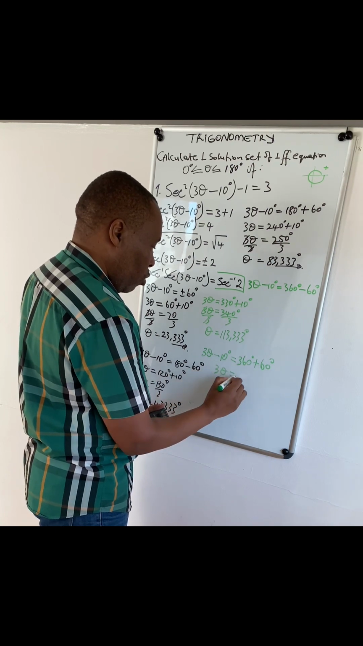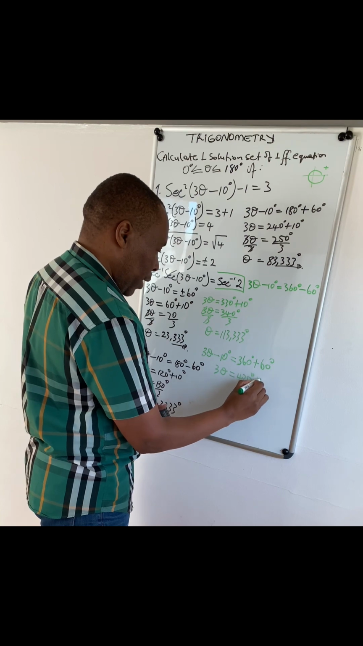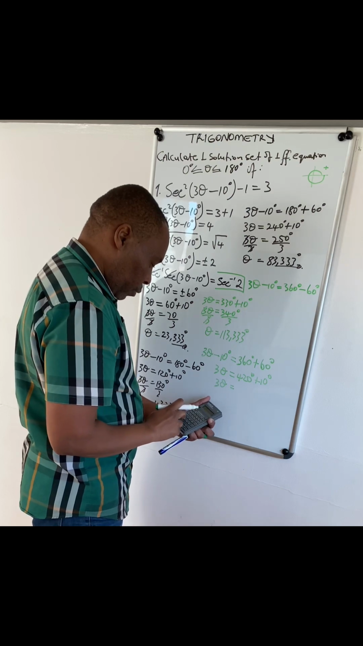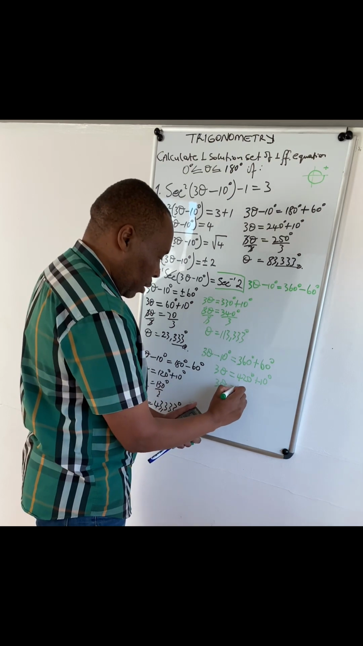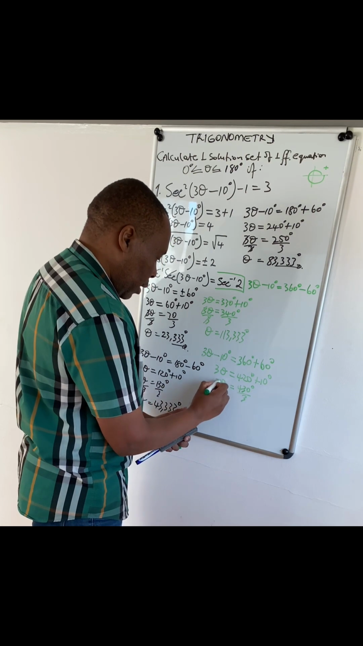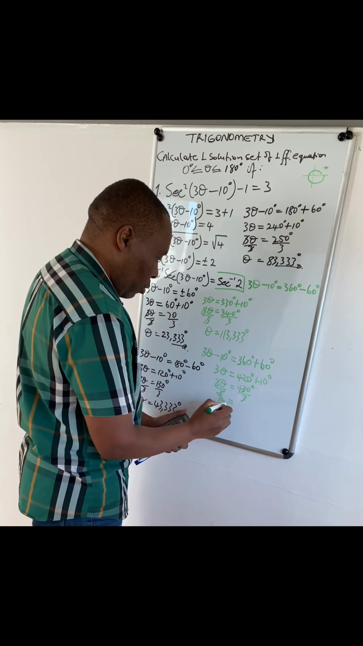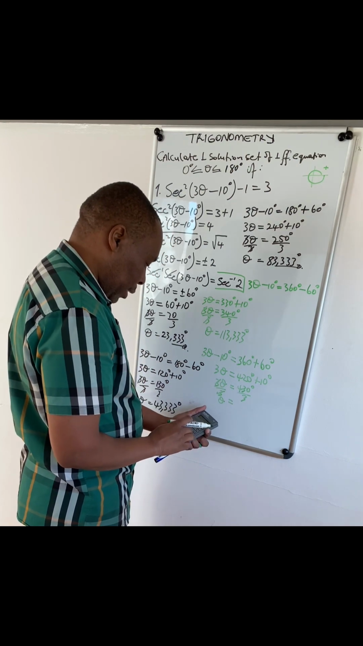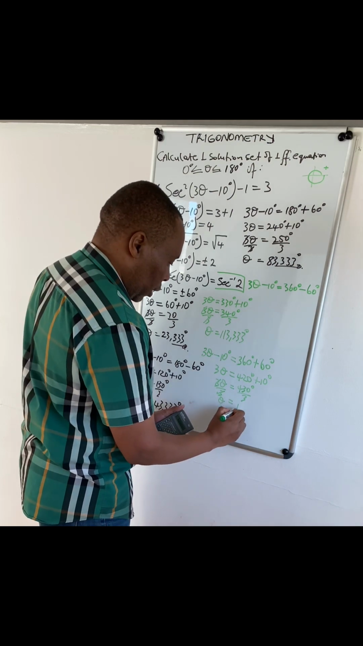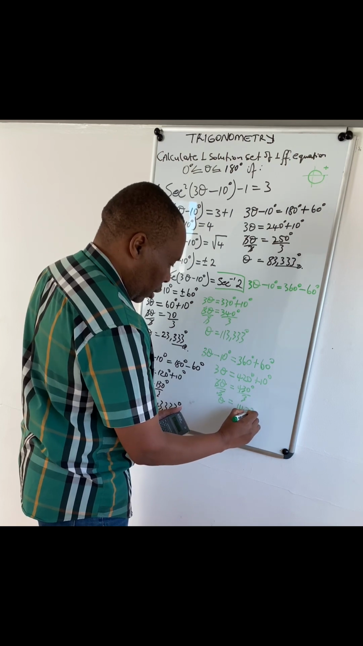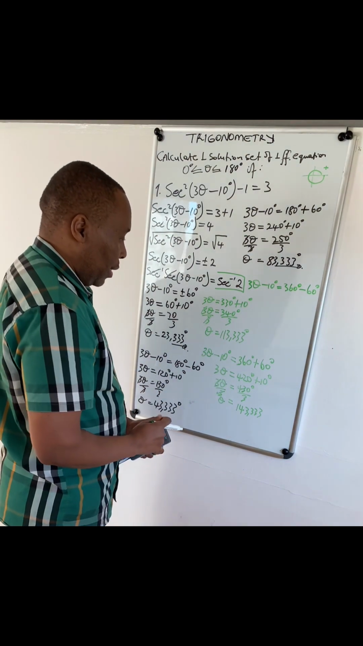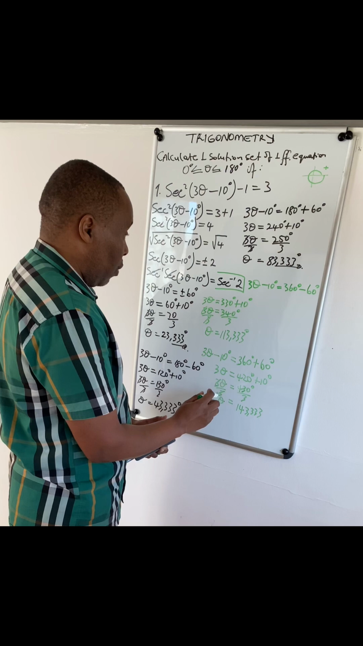3 theta is equal to 420 degrees plus 10 degrees, which is 3 theta equal to 430. We don't necessarily have to cancel that to calculate it. So theta is equal to 430 divided by 3. It's 143.333. So this is it. We've calculated this one.